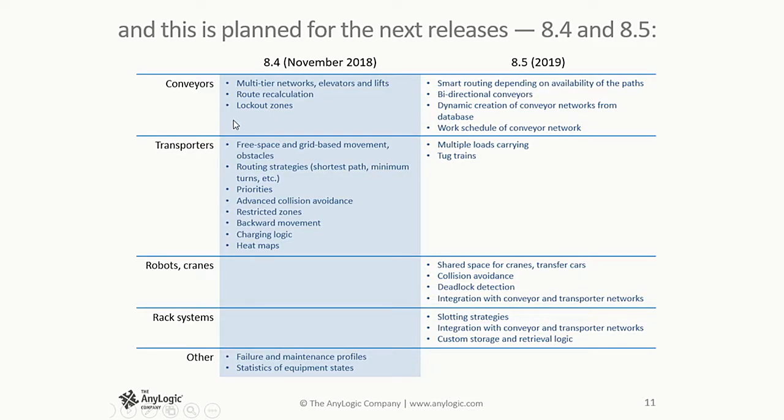Okay, the one important addition will be, as I said in the morning, free space movement for transporters and AGVs, routing storages, priorities, etc., etc., failure and maintenance profiles for any equipment in the material handling model. Also, multiple tier, multiple level conveyor networks.